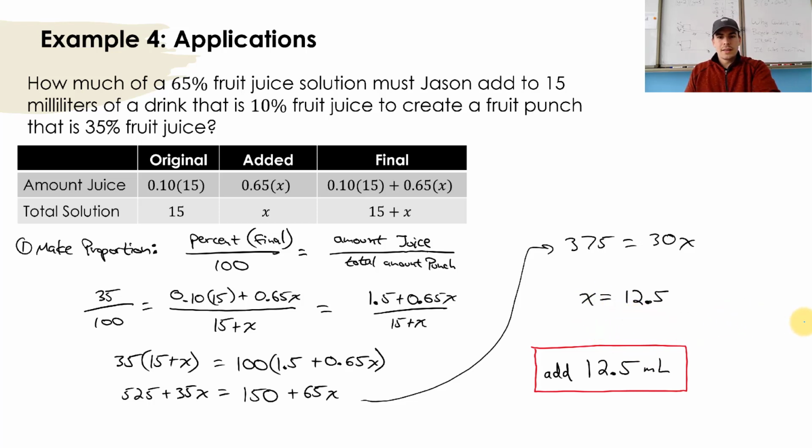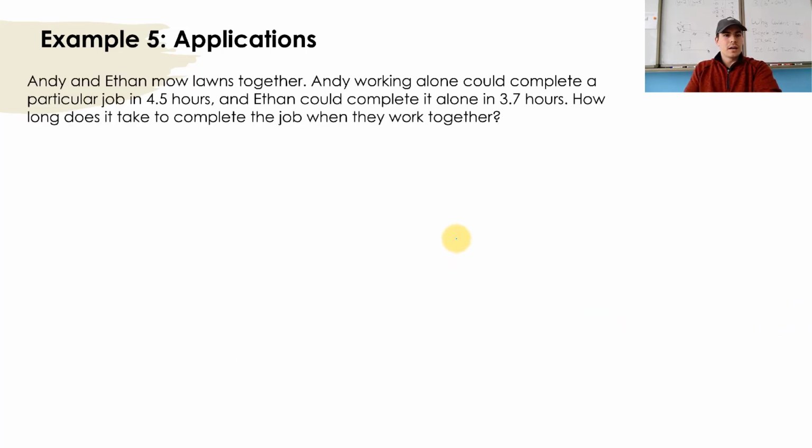Okay. I said that was the last example, but we actually have one more. We're going to use these concepts for a work application here. Okay, so we have Andy and Ethan, they mow lawns together. Andy can work alone and complete a certain job in a certain amount of time, that is 4.5 hours. And Ethan can complete a job alone in 3.7 hours. So that's kind of the efficiency that they're working at. How long does it take to complete the job when they work together?